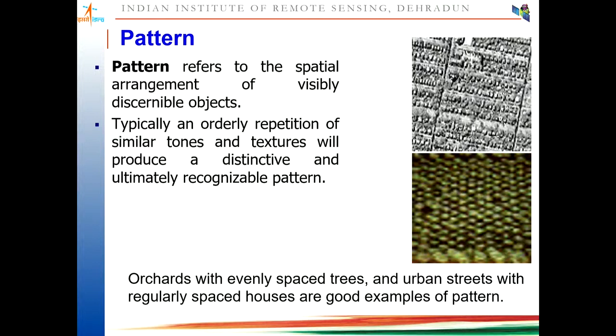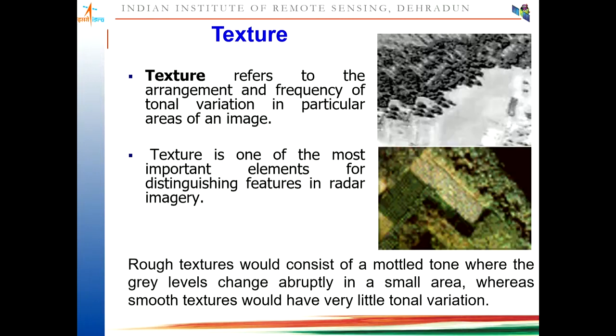When I view from a vertical perspective, these rows and columns will be visible in the form of a regular pattern, whereas a naturally growing forest will grow irregularly. Urban streets with regularly spaced houses. So a planned urban colony can be distinguished from a slum area or a not so planned urban scene.